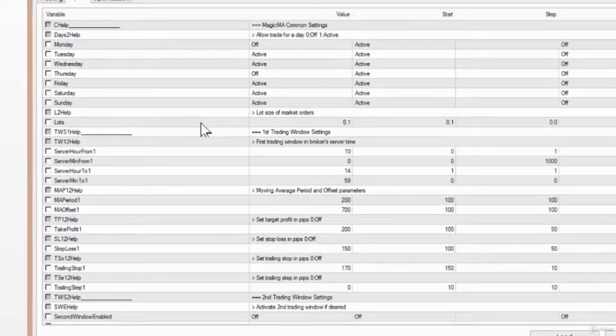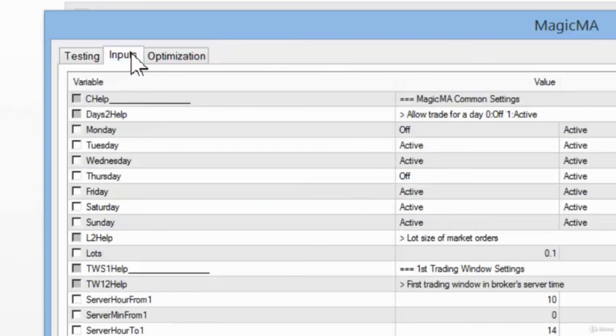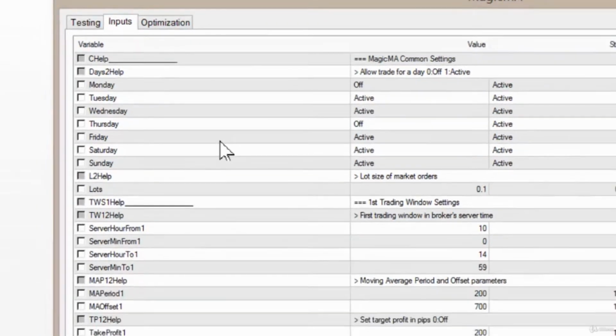When we go to the testing section, the important setting there is to make sure that you have an account with enough money in that will not prevent you from getting the most appropriate settings when you optimize. 10,000 is normally sufficient. We are not going to be using the genetic algorithm for now, so I'm going to unclick that. So that is the basic magic MA EA with the various filters in place.